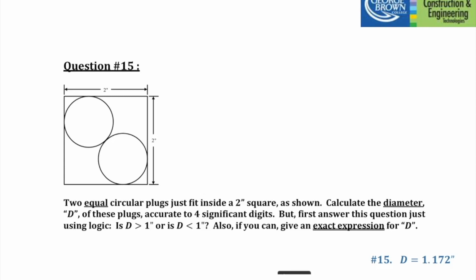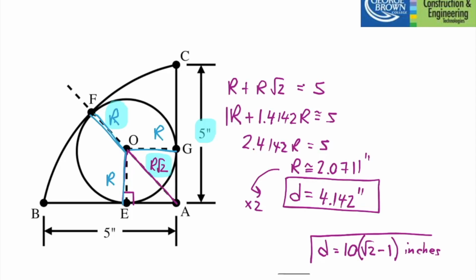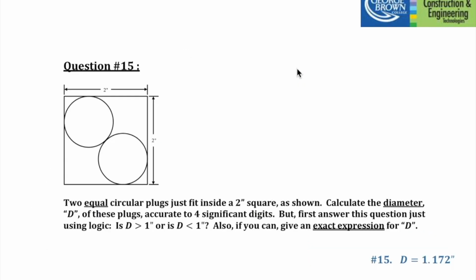Here's the next one. This time we have two circles of equal size that are contained in a square, and the idea is that you want to find out the diameter of either of those circles. This answer is going to be very similar in style to the previous one. Going back to the previous one, that's the equation. It's not that bad once you figure out the equation, and for this one it'll be something similar.